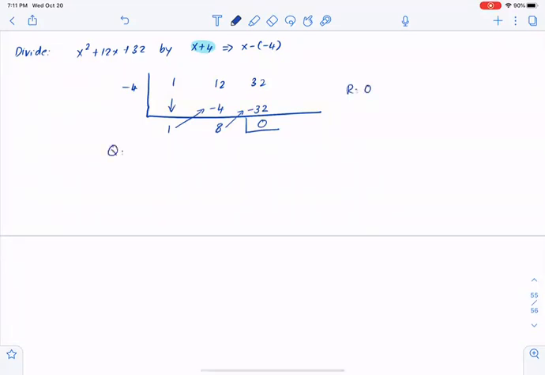The quotient would be x raised 1 plus x raised 0, and we fill in the coefficients. So 1 and 8. X raised 1 is just x, x raised 0 is 1, and 8 times 1 is 8. So the quotient is x plus 8.